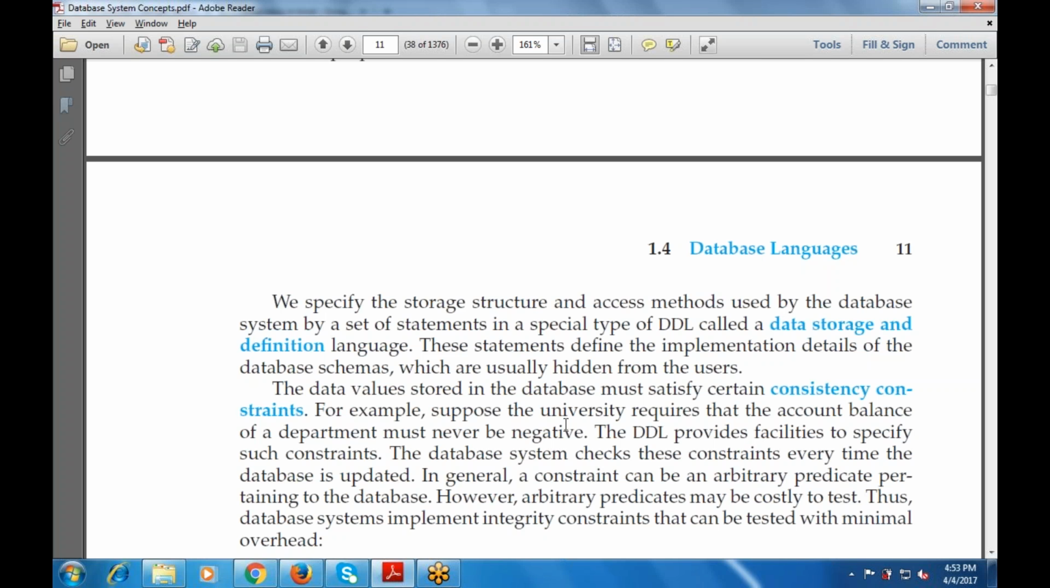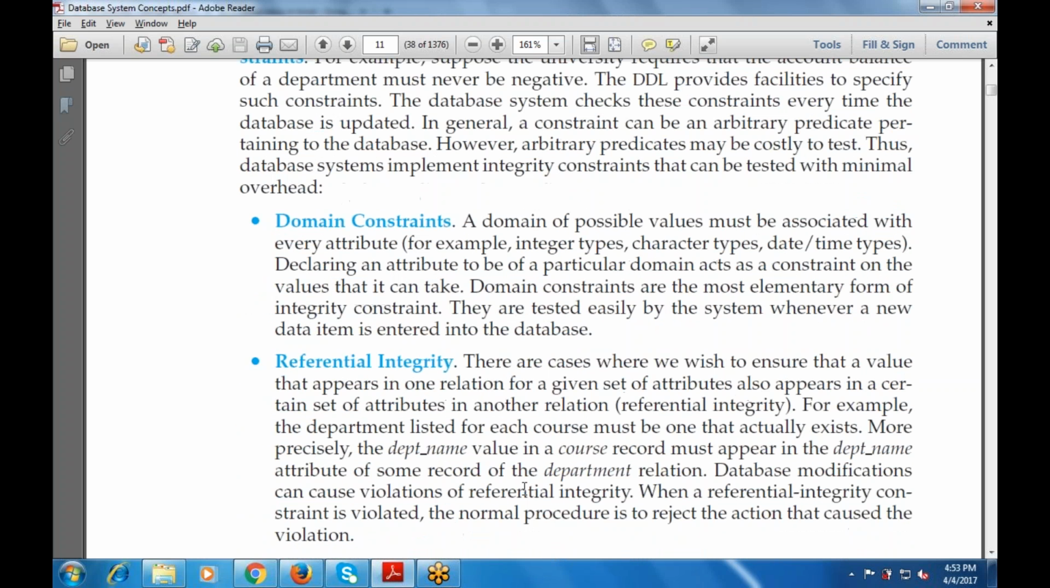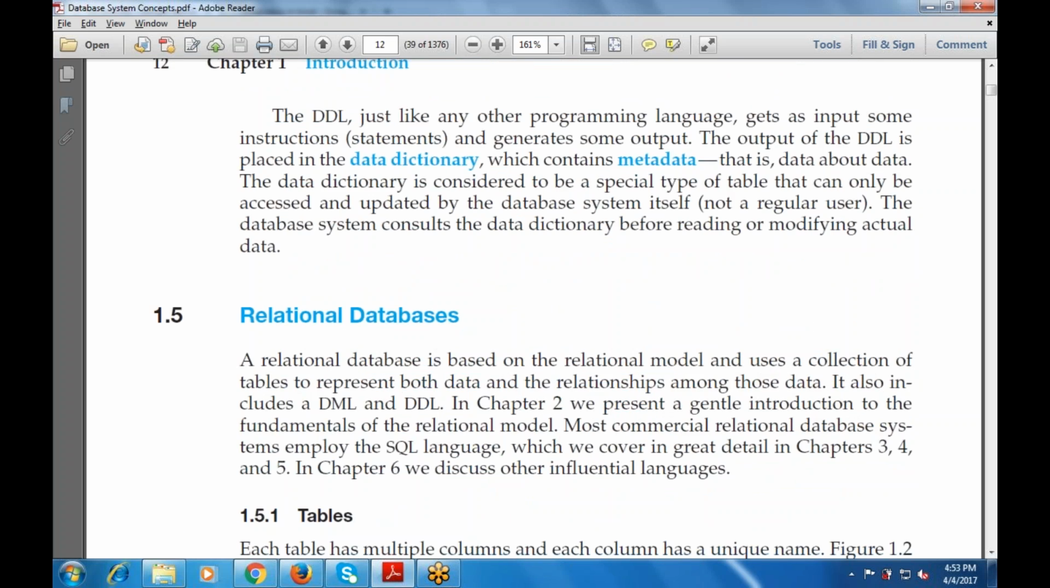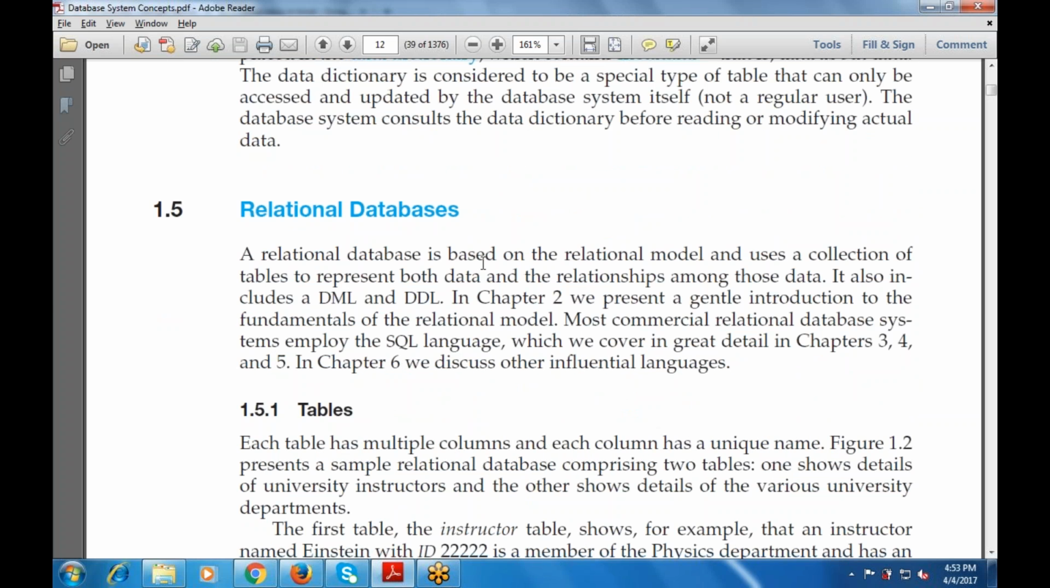In general, a constraint can be an arbitrary predicate pertaining to the database, that is tested with minimum overhead. So first part is the domain constraint, then referential integrity, then assertion, authorization, authentication. Now next is the relational database. This is the main concept.